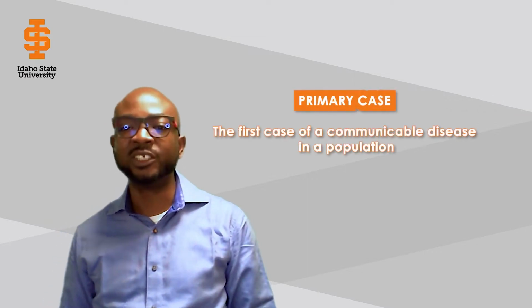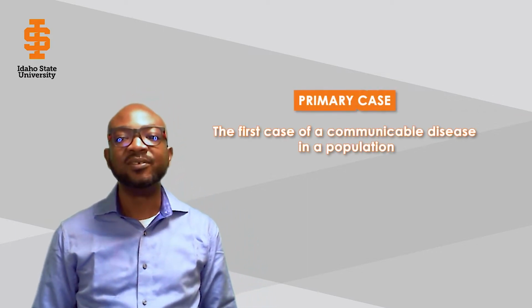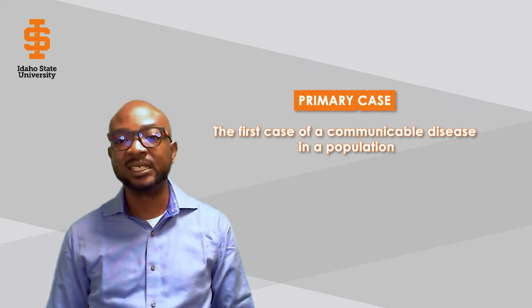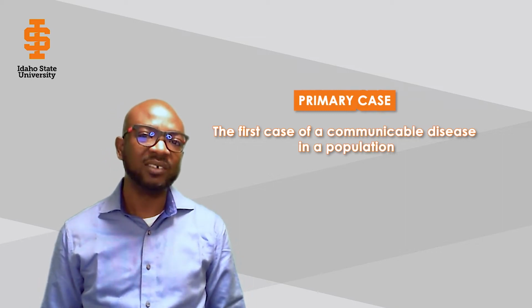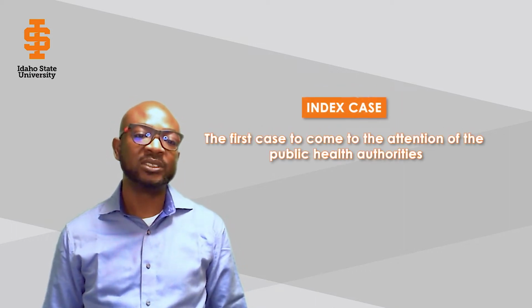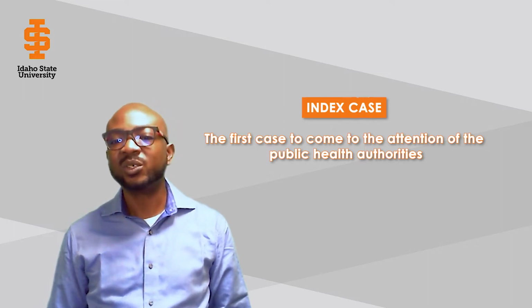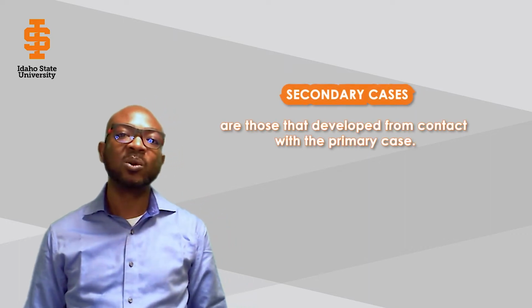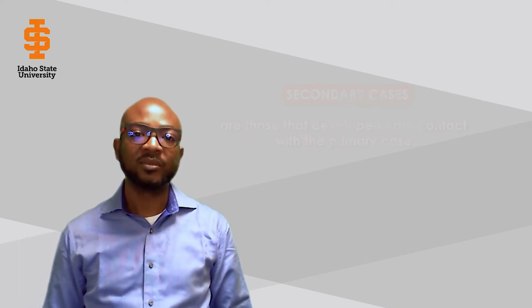In epidemiological terminology, a primary case refers to the first case of a communicable disease introduced into the population of interest. The index case is the first case to come to the attention of the public health authorities. It is not always the primary case. Secondary cases are those that developed from contact with the primary case. A suspect case is an individual or a group of individuals who has all of the signs and symptoms of an infectious disease yet has not been diagnosed as having the disease or had the cause of the symptoms connected to the pathogen of interest.